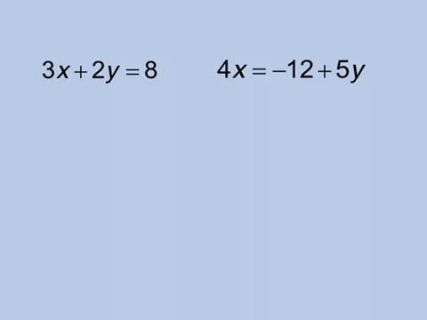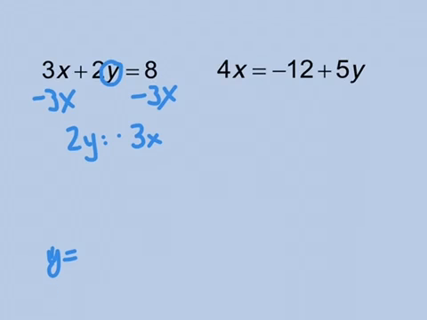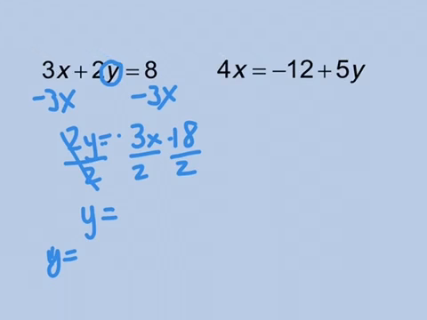So let's look at a couple of these. Here we have 3x plus 2y equals 8, and we're going to solve that for y, meaning we'll be able to put this in the calculator. Start by subtracting the 3x, which gives us 2y equals negative 3x plus 8. Next, we're going to divide by 2. When we divide by 2, the 2's cancel. We get y equals negative 3 halves x plus 4. So we now have the slope and the y-intercept.